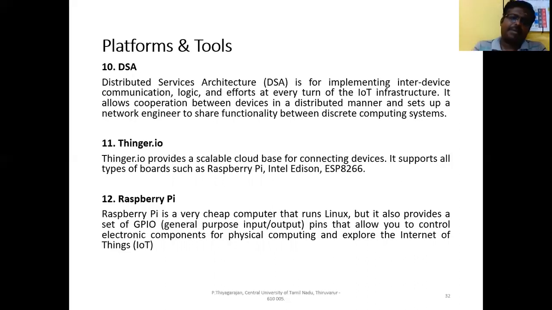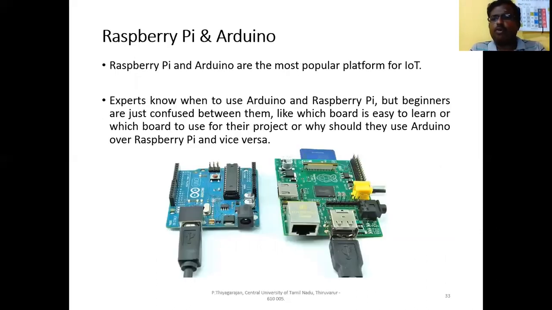Next, we have the Raspberry Pi, which is very, very cheap. It's a mini computer that can even run the Linux OS. It also provides general purpose input output pins that allow you to control electronic components. So these are some of the components, platforms, and tools available for the Internet of Things. Among these platforms, the most used are Arduino and the Raspberry Pi.